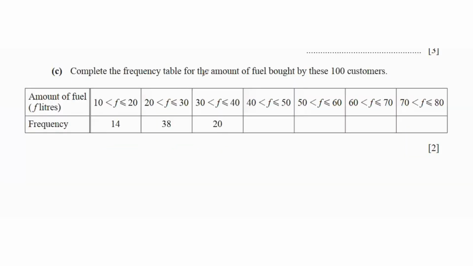In part C, it says, complete the frequency table for the amount of fuel bought by these 100 customers. They've given us the frequency for the first 3 class intervals. From 10 to 20, the frequency is 14. From 20 to 30, the frequency is 38. And from 30 to 40, the frequency is 20. Now there are 100 customers in total. So to find the frequency for 40 to 50, 50 to 60, and so on, we'll look at the higher value of each of these class intervals.